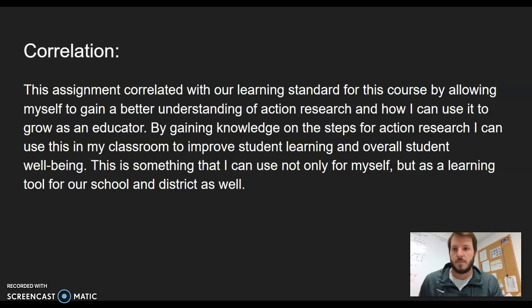Correlation. This assignment correlated with our learning standard for this course by allowing myself to gain a better understanding of action research and how I can use it to grow as an educator. By gaining knowledge on the steps for action research, I can use this in my classroom to improve student learning and overall student well-being. This is something that I can use not only for myself, but as a learning tool for our school and district as a whole.